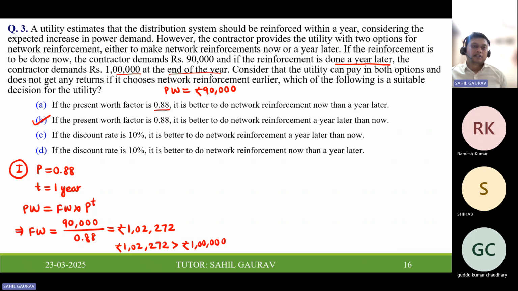So it is greater than 1 lakh. So it's better to give at that time, because they are demanding less money based on the inflation rate. Because 90,000 will be worth 1,02,000 after 1 year, but the contractor is demanding only 1 lakh. So what is your profit? The profit is about 2,272 to the utility, because the contractor is demanding less money than the money you are giving to him.